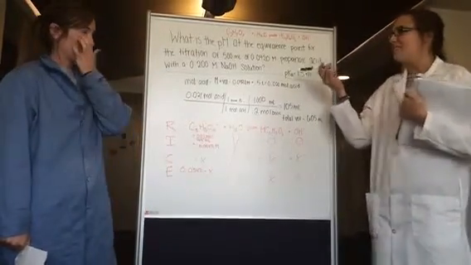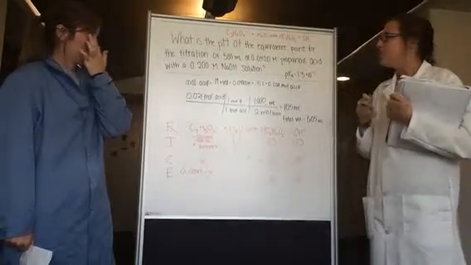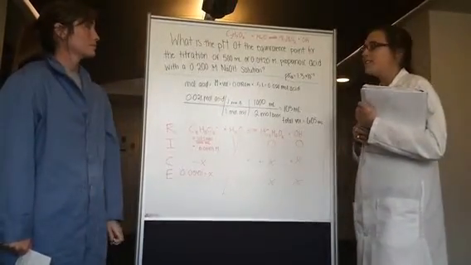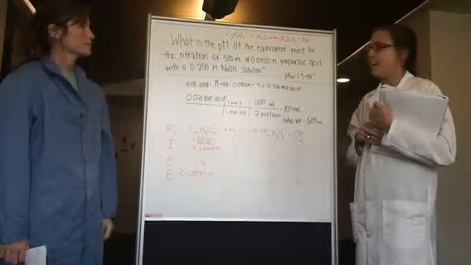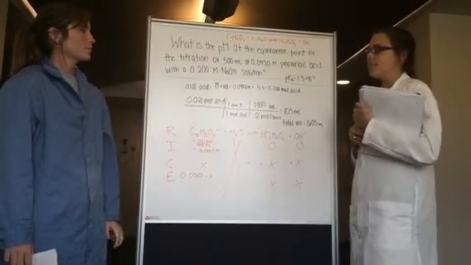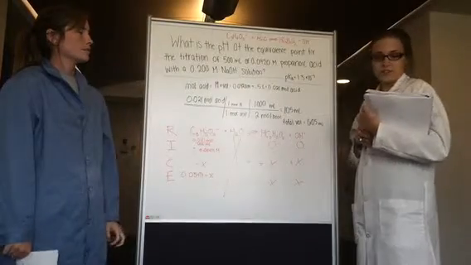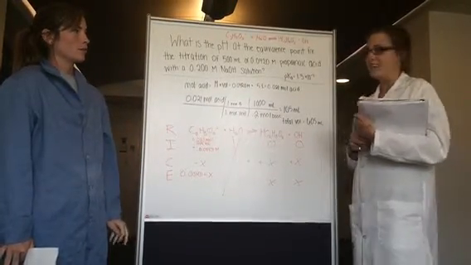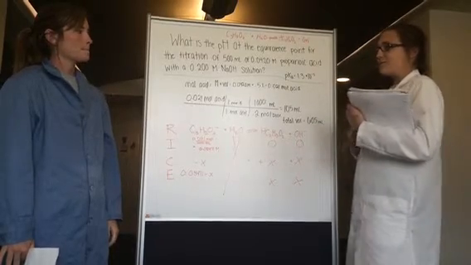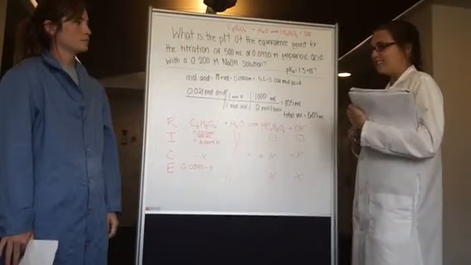So here we have the question: what is the pH at the equivalence point for the titration of 500 milliliters of 0.042 molar propanoic acid with a 0.2 molar sodium hydroxide solution? So we're going to be doing stoich, then a RICE chart, and then finally a K expression to find the pH. So first we're going to find the moles of the acid.